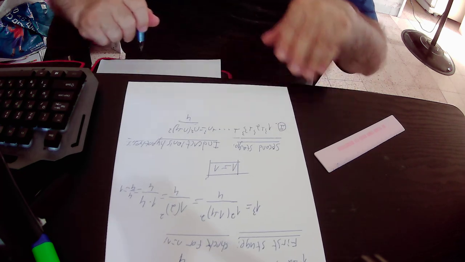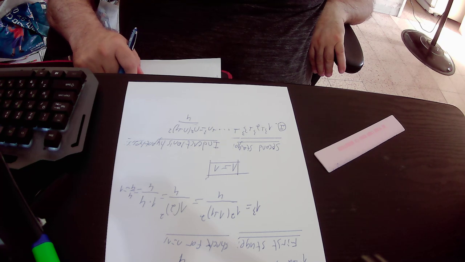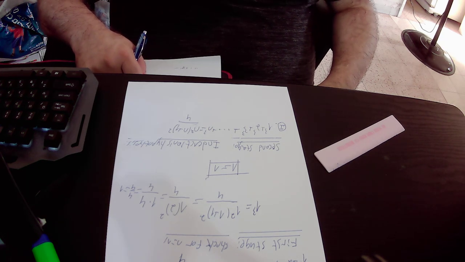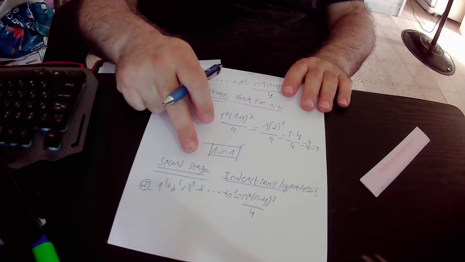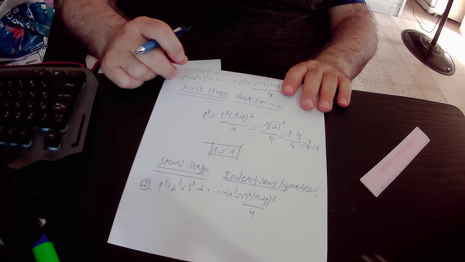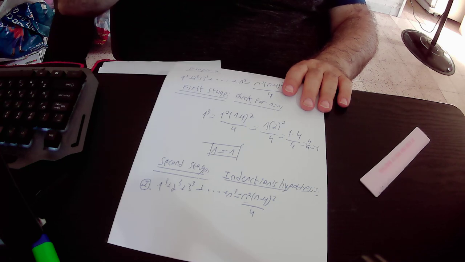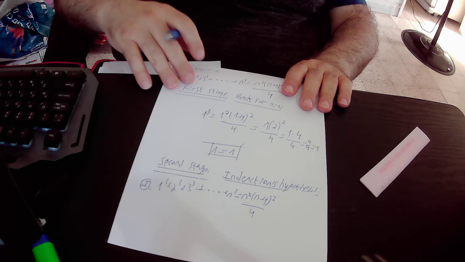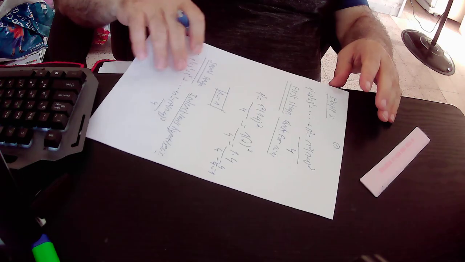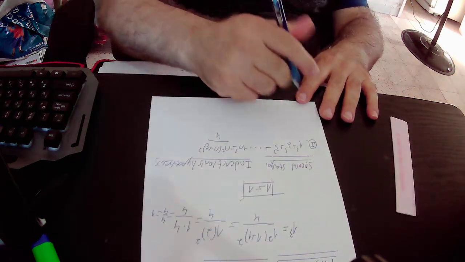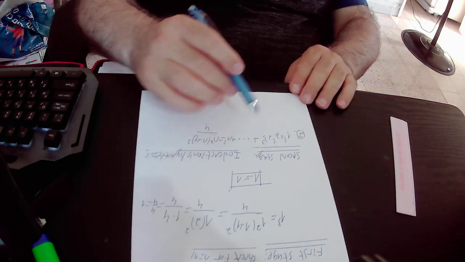So the induction hypothesis is that the statement for n is true, or 1 to the power of 3 plus 2 to the power of 3 plus 3 to the power of 3 plus ... plus n to the power of 3 equals n squared times n plus 1 squared divided by 4. So that is the induction hypothesis, or induction assumption, and we rely on this assumption in order to prove that this statement is true for n plus 1.